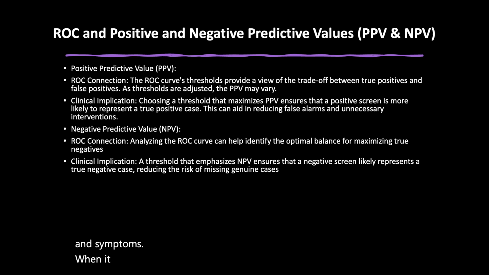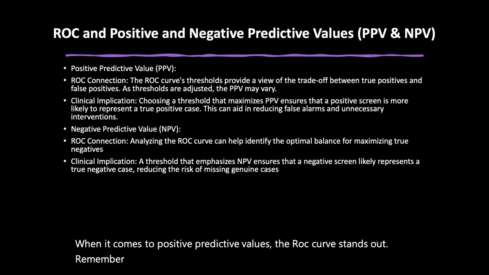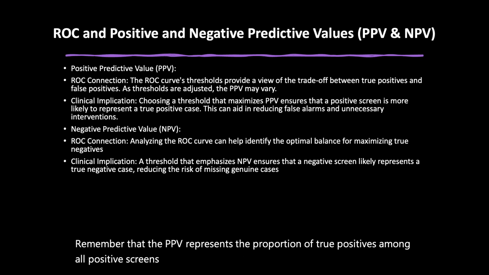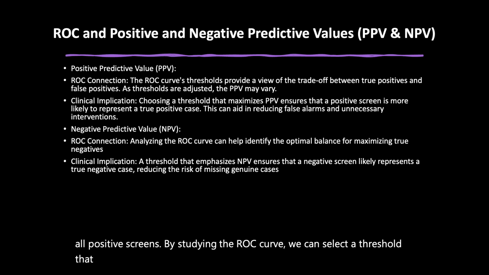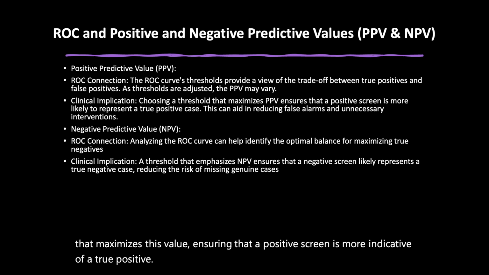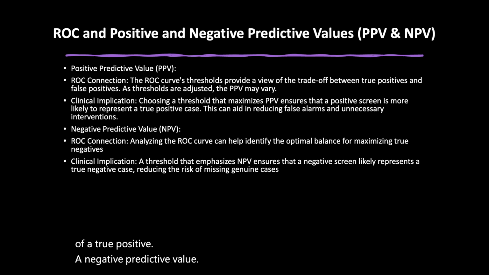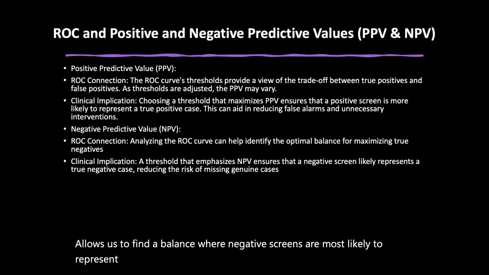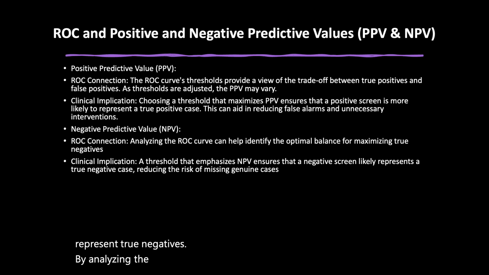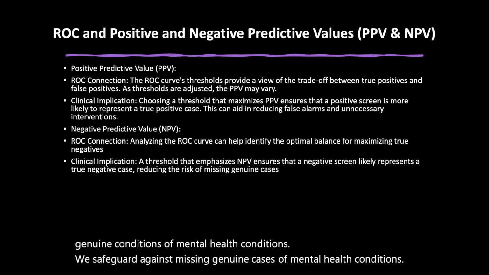When it comes to positive predictive values, the ROC curve stands out. Remember that the PPV represents the proportion of true positives among all positive screens. By studying the ROC curve, we can select a threshold that maximizes this value, ensuring that a positive screen is more indicative of a true positive. A negative predictive value allows us to find a balance where negative screens are most likely to represent true negatives. By analyzing the ROC curve for this aspect, we safeguard against missing genuine cases of mental health conditions, which might need immediate attention and treatment.